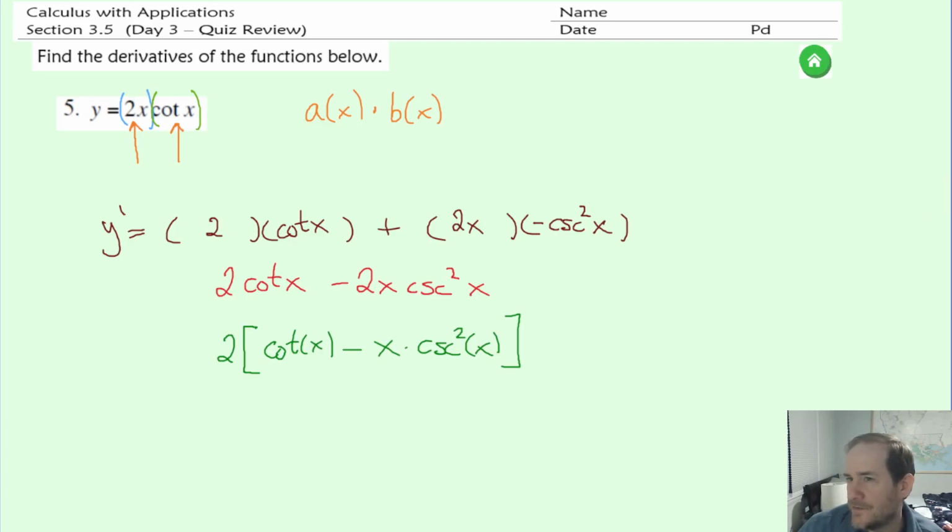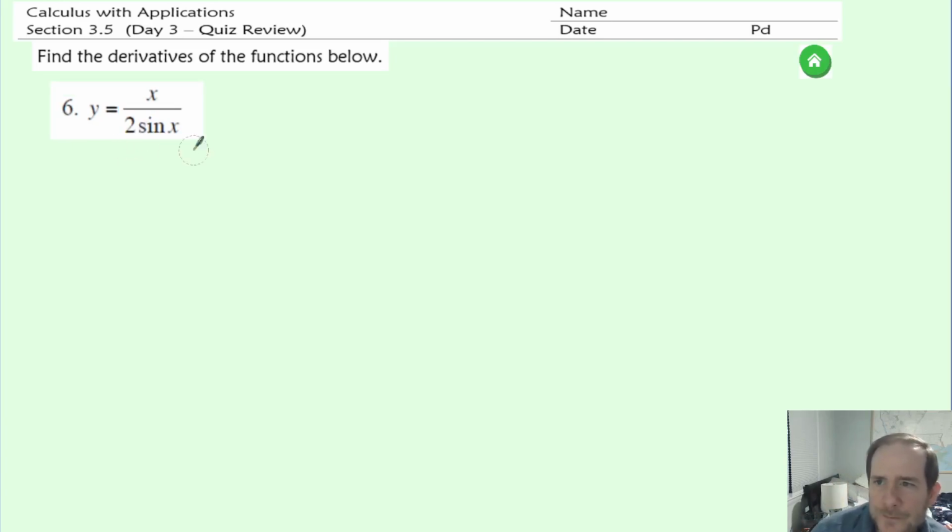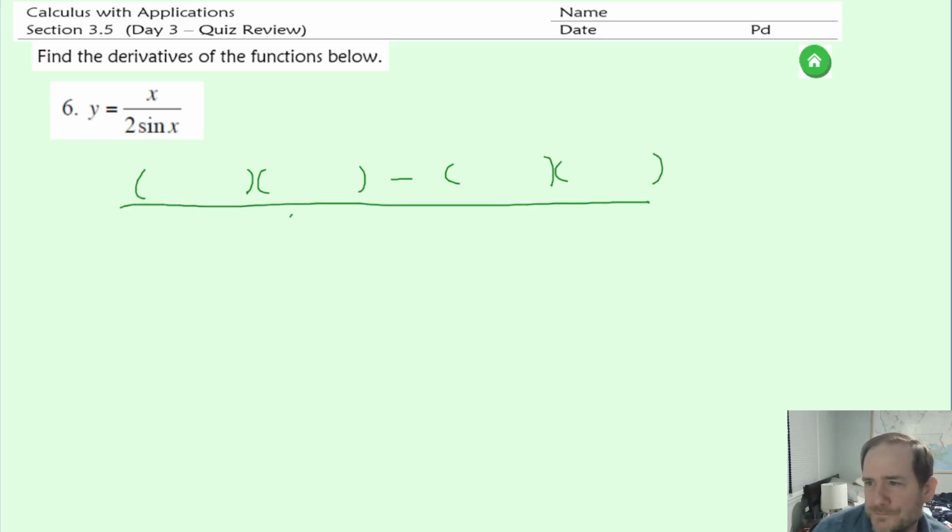Very careful. Number 6. So this is probably going to want to be a quotient rule problem. Again, remember, you could always call this x times 2 sine x to the negative 1. Then you don't have a fraction anymore. But that's going to almost certainly be a more difficult way to do the problem. So I would probably say just leave it and do it as a quotient rule. And quotient rule problems are going to be derivative of the top times the bottom minus the top times derivative of the bottom all over the bottom squared.